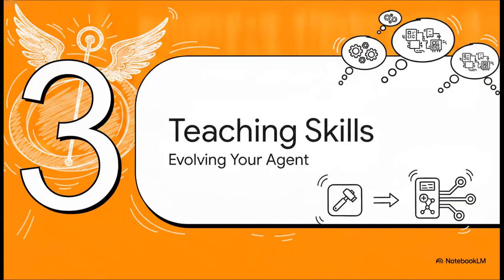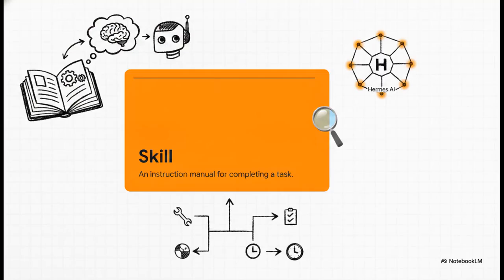Okay, section 3, teaching your agent skills. We're stepping up from basic tools to custom skills, which is literally the exact feature that made Hermes famous in the first place. So what exactly is a skill in this context? Think of it like handing your AI a highly specific, customized instruction manual for completing a task. Instead of typing out a massive prompt from scratch every single time, a skill lets your agent actively learn your unique workflows. It gets smarter and way more efficient every single time you use it.